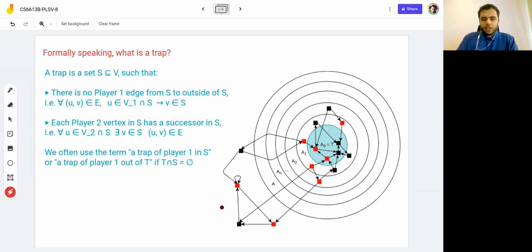If we have another set T, for example this set T here, which has no intersection with S, we also sometimes call S a trap of player one out of T. Whenever I say a trap of player one out of T, what I mean is that there is a set S that is a trap, and S has no intersection with T. Player one is trapped in S, he can't exit it, and player two can force the game to remain in S. Of course, we can define a trap for player two in a very similar manner, but we are mostly going to work with traps of player one.